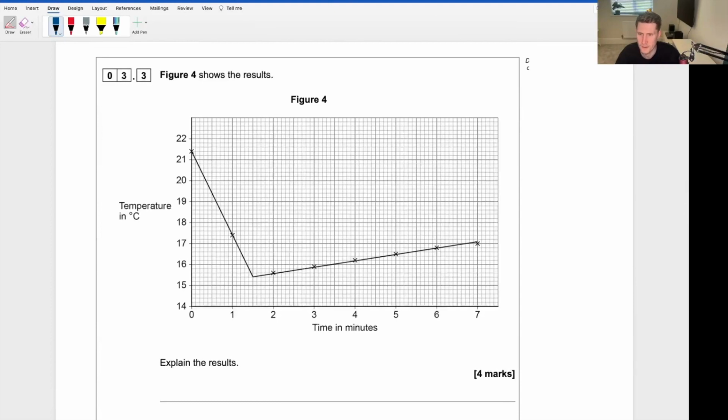So we've got a graph here and it says figure 4 shows the results. Explain them. Now it's 4 marks, that's a lot. So just saying that the temperature goes down and then goes back up again, that's not going to get you very many marks. We need to explain what happens and why. So I always like to use data in graphs. Whether or not it asks for it, I always think it helps. So what's happening is that the temperature decreases between 0 and 1.5 minutes, okay? So it decreases between 0 and 1.5 minutes.